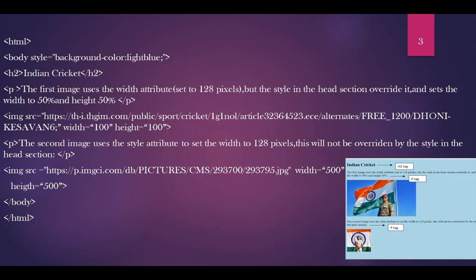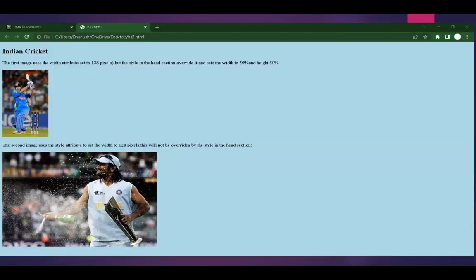And the fourth line should be in the paragraph tag, so we use the P tag for that. Under that we have given the content. And last we have implemented another image. The URL has been copied from Google Chrome. For that we have given the size, width and height, as 500. The output will be like this.